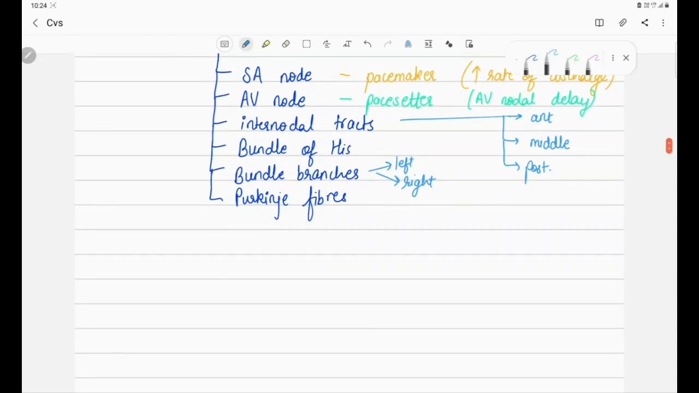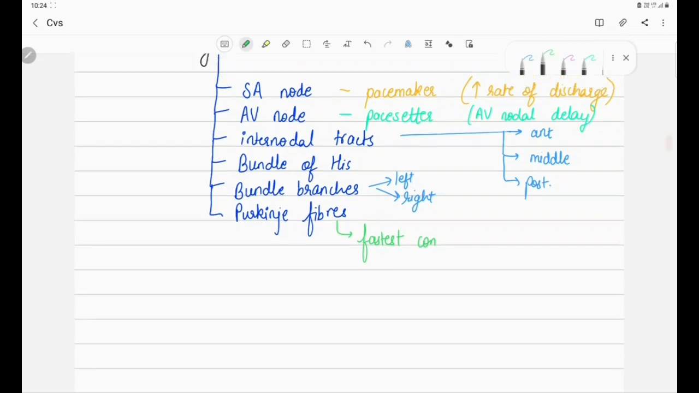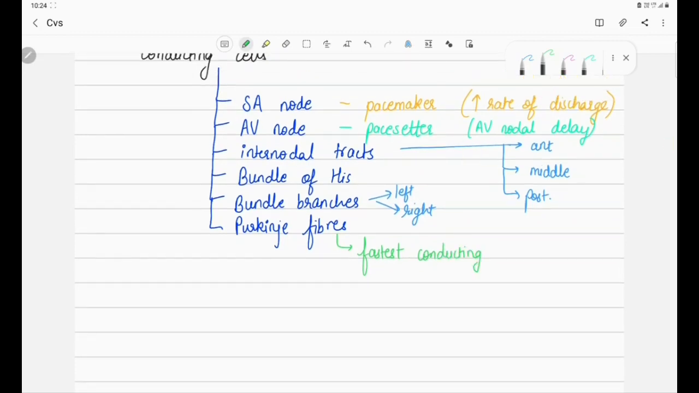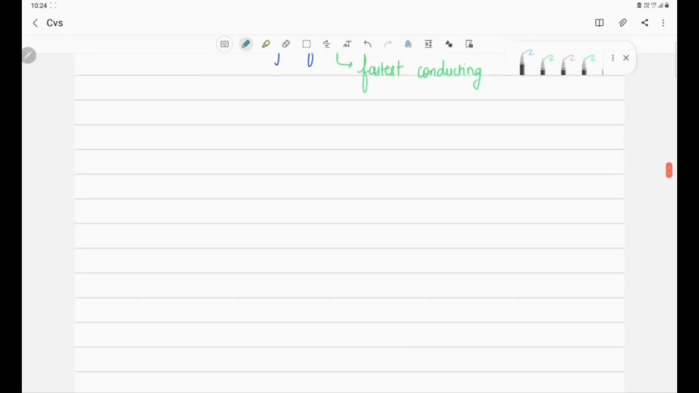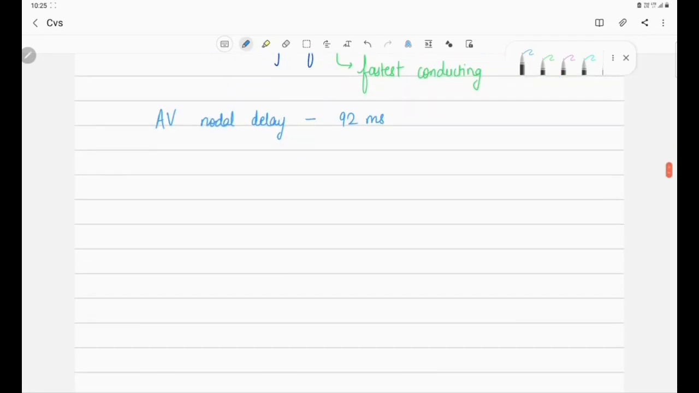Then the Purkinje fibers. These Purkinje fibers have the fastest conduction, whereas the AV node is the slowest conducting considering the AV nodal delay. Let's see this AV nodal delay. This delays for about 92 milliseconds. And what is the reason? The reason is small diameter and there are very few or no gap junctions present.